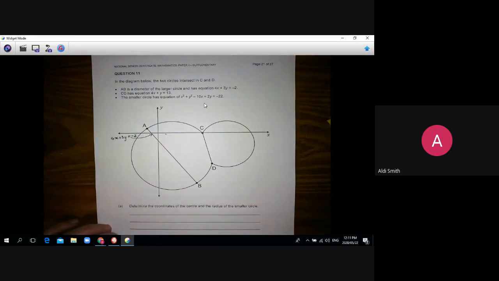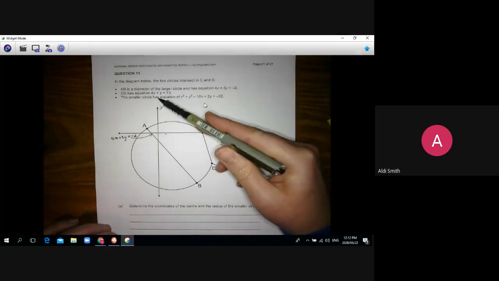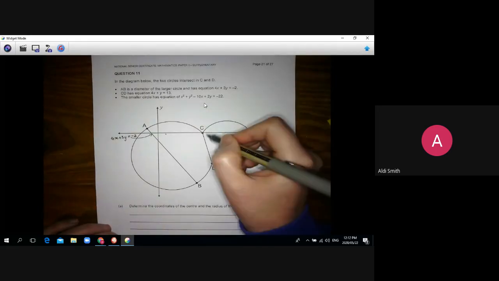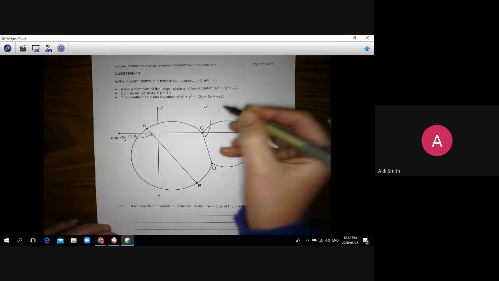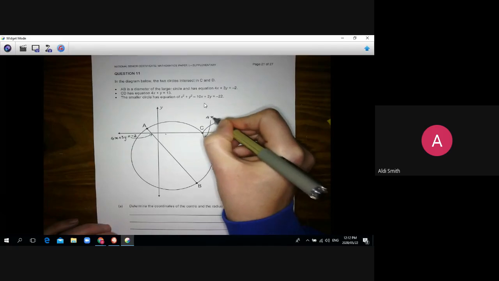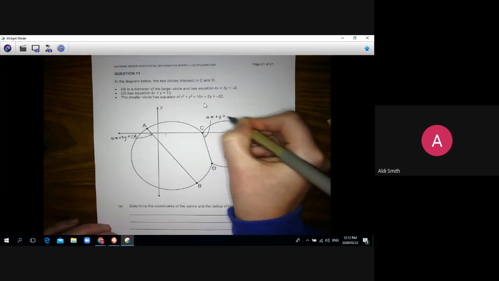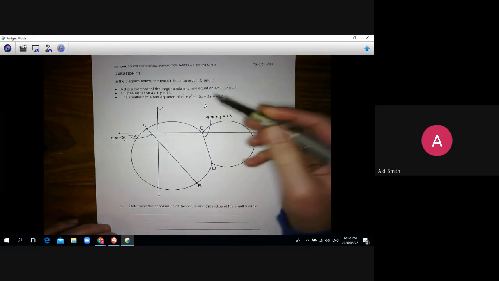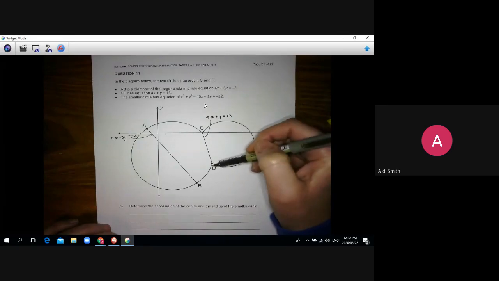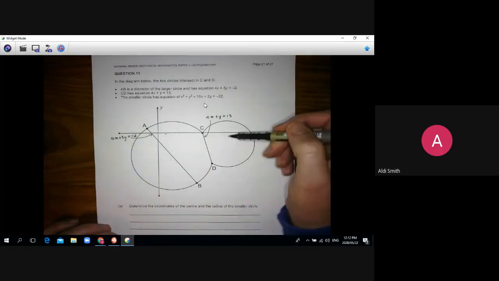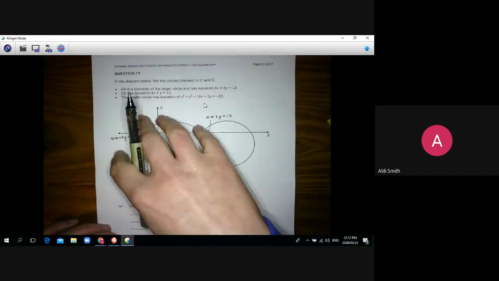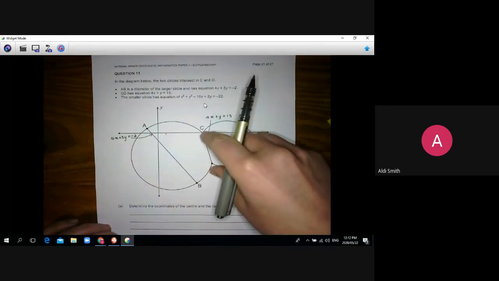Good. Now they say CD over there has equation 4x plus y is equal to 13. So that line CD has the equation 4x plus y is equal to 13. And I want you guys to notice CD is a common chord for the two circles. So CD is a chord for the big circle, but CD is also a chord for the small circle.